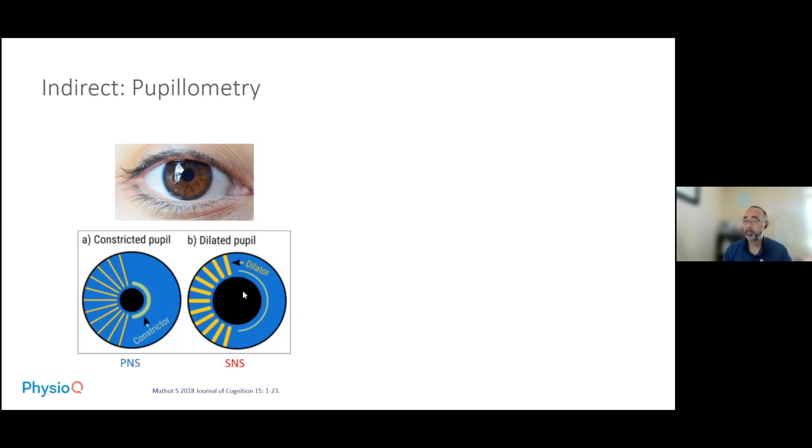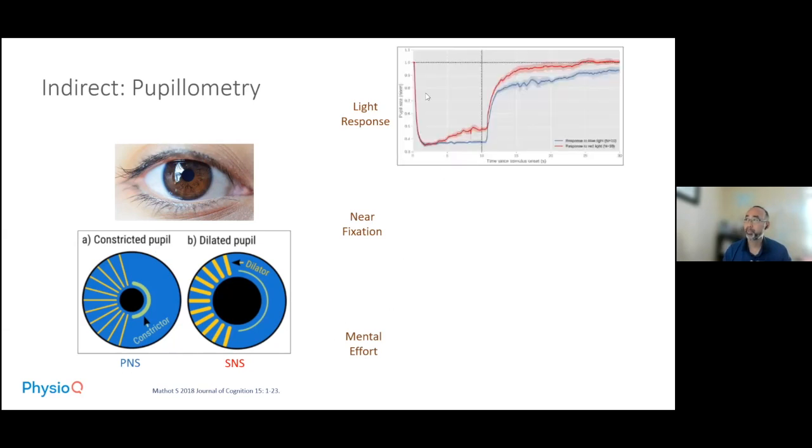The problem is that the pupils respond to several stimuli, one being light. The other one is near fixation. So if you're focusing on something nearby, it constricts. And then mental effort, which is sort of mediated by both of these autonomic nervous systems. And so when you introduce light, either red or blue light, you can see that the pupil size really starts to decrease and then rises up after you stop shining the light onto the eye.